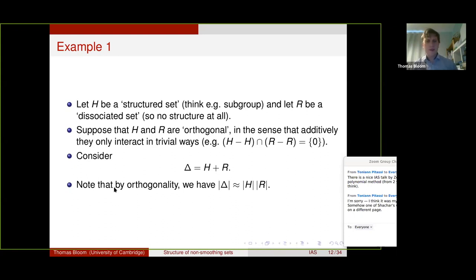So the first thing to note is that by orthogonality, I know what the size of the sum set is. It's just the size of H multiplied by the size of R, right? There's no non-trivial degeneracies in this.